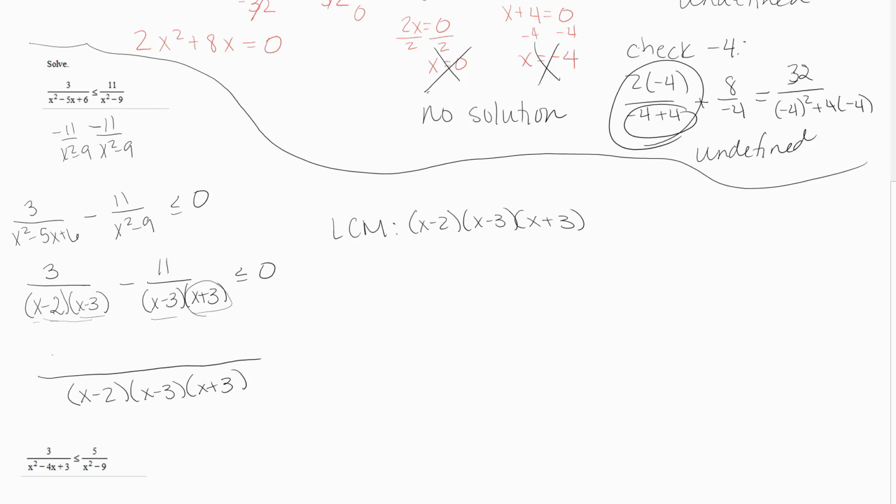Now, this fraction right here, notice in the denominator we don't have an x plus 3. So we're going to have 3 times x plus 3. Minus this fraction, we don't have the x minus 2. So it'll be 11 times x minus 2, less than or equal to 0.